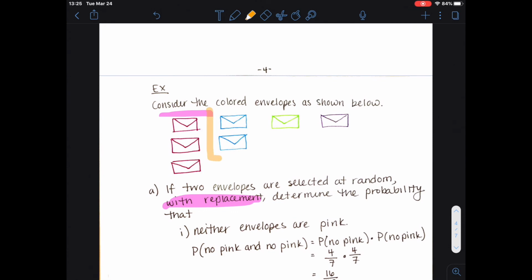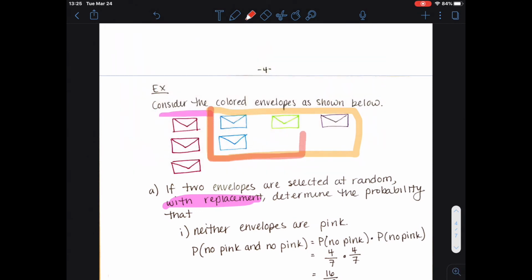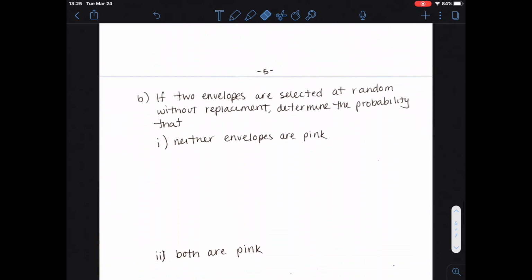So in my first draw, I still have a 4 in 7 chance. But now I'm going to use up one of these cards. My second draw, I've only got 6 envelopes. So assume maybe we pick the purple, it doesn't really matter. Now I'm left with 1 less envelope. So if we want neither envelope to be pink, we want the probability the first pick is not a pink, and then we want to multiply that by the probability the second one is not pink.